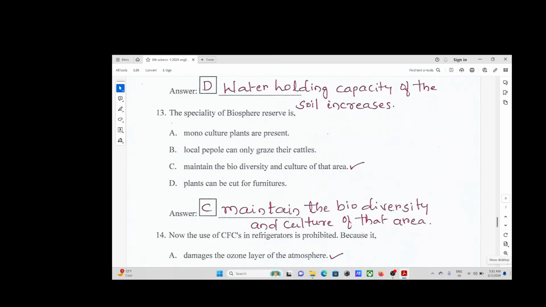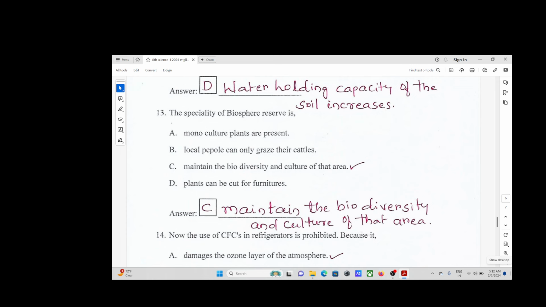Question number 13. The speciality of biosphere reserve is option A, monoculture plants are present. B, local people can only graze their cattle. Option C, maintain the biodiversity and culture of that area. Option D, plants can be cut for furnitures. Correct answer is option C, maintain the biodiversity and culture of that area.